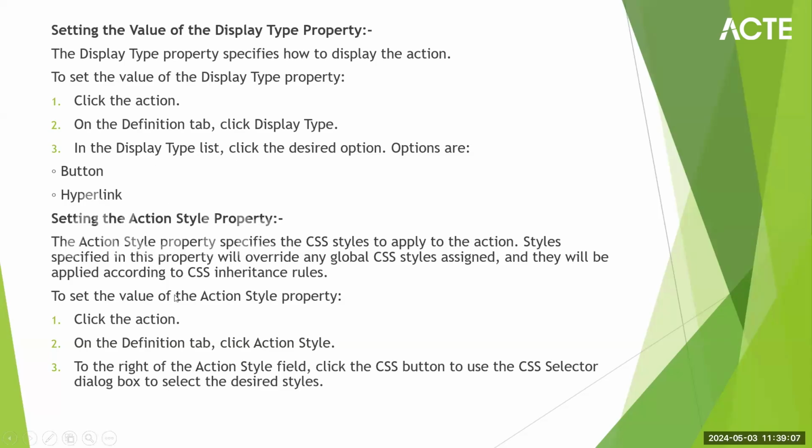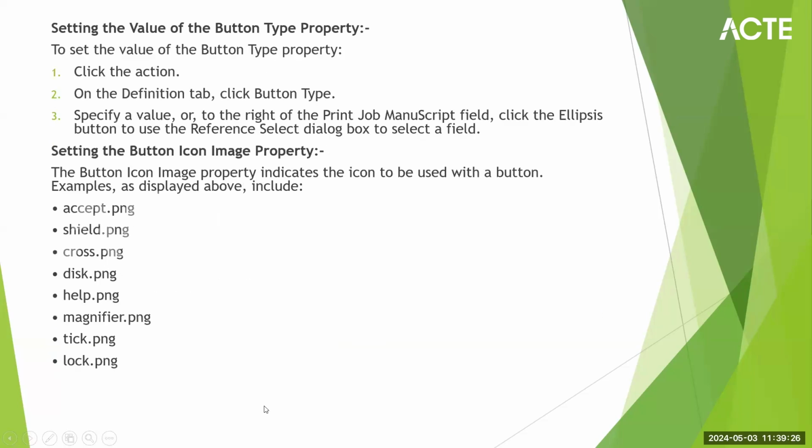Setting the action style property. Action style means CSS style. How do you apply it? Click on the action definition tab, click on the action style. To the right of the action style field, click on the CSS button or selector and select the desired style you want.